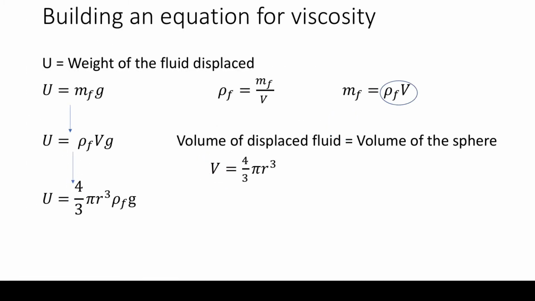Upthrust is equal to the weight of the fluid displaced. Similar to the sphere, you can sub in the density equation for mass in the weight equation, so upthrust equals the density of the fluid times the volume of displaced fluid times the gravitational field strength. As the sphere is fully submerged in the fluid, the volume of fluid displaced is equal to the volume of the sphere, so we can sub in 4 over 3 pi r cubed for V to get an equation for the upthrust of the fluid as 4 over 3 pi r cubed times its density times the gravitational field strength.